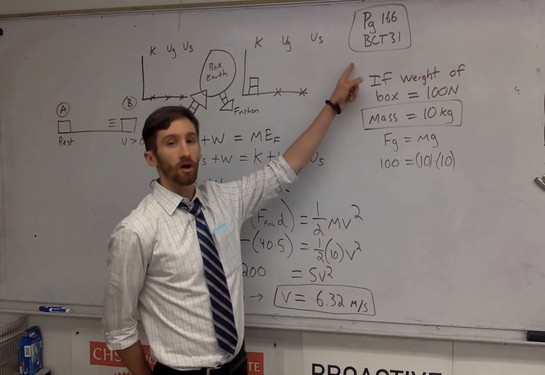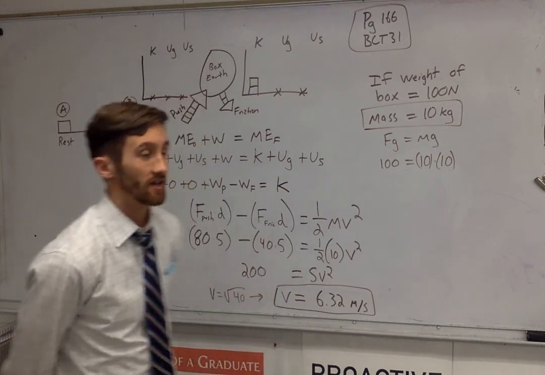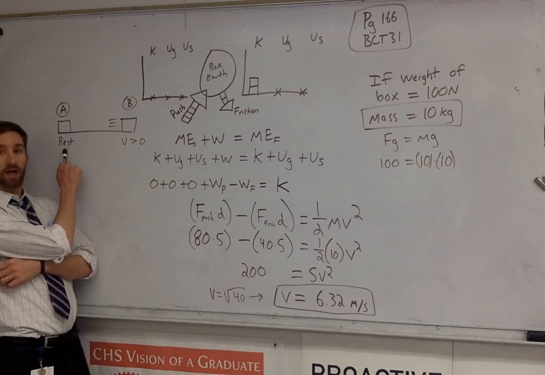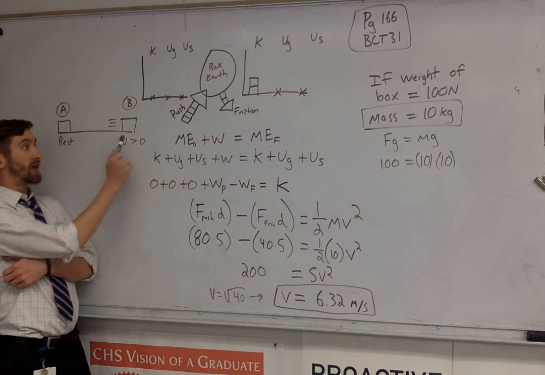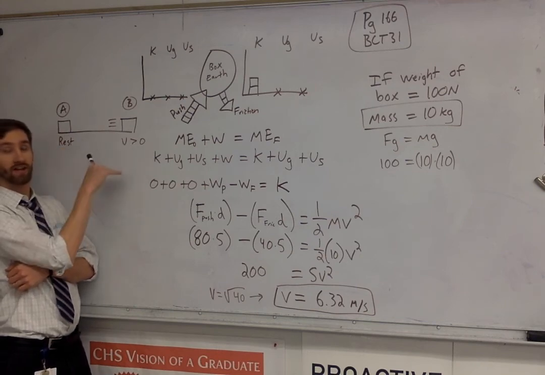Today we are talking about energy and how we solve conservation of energy problems with LOL bar charts. We're in your workbook on page 166, working on number 31. In this problem, we have a box. It starts at rest. We push it, and there's some friction, and then at the end, it's moving. It's got some velocity, but it's still on a flat surface.